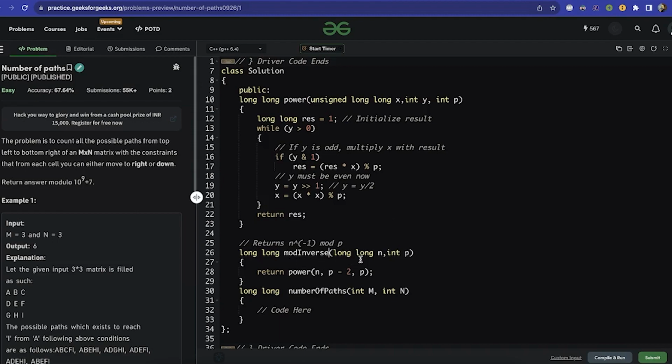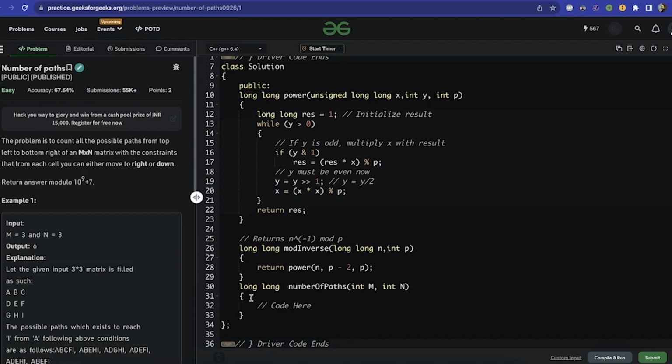Whenever we want the mod inverse of n, we are just taking n raised to the power mod minus 2. Okay, and who is doing the power thing? The power is computed efficiently by fast exponentiation. Okay, just these two, and then let's come up to this. This is m cross n.